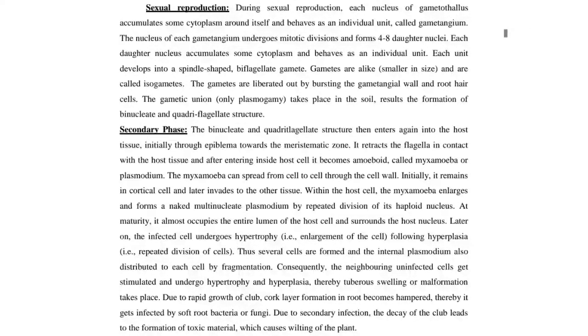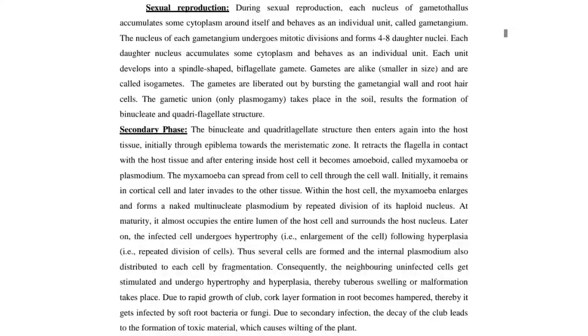Secondary phase. The binucleate and quadriflagellate structure then enters again into the host tissue, initially through the epiblema towards the meristematic zone. It retracts the flagella in contact with the host tissue and after entering inside the host cell it becomes amoeboid, called myxamoeba or plasmodium. The myxamoeba can spread from cell to cell through the cell wall. Initially, it remains in the cortical cell and later invades other tissue. Within the host cell, the myxamoeba enlarges and forms a naked multinucleate plasmodium by repeated division of its haploid nucleus. At maturity, it almost occupies the entire lumen of the host cell and surrounds the host nucleus.